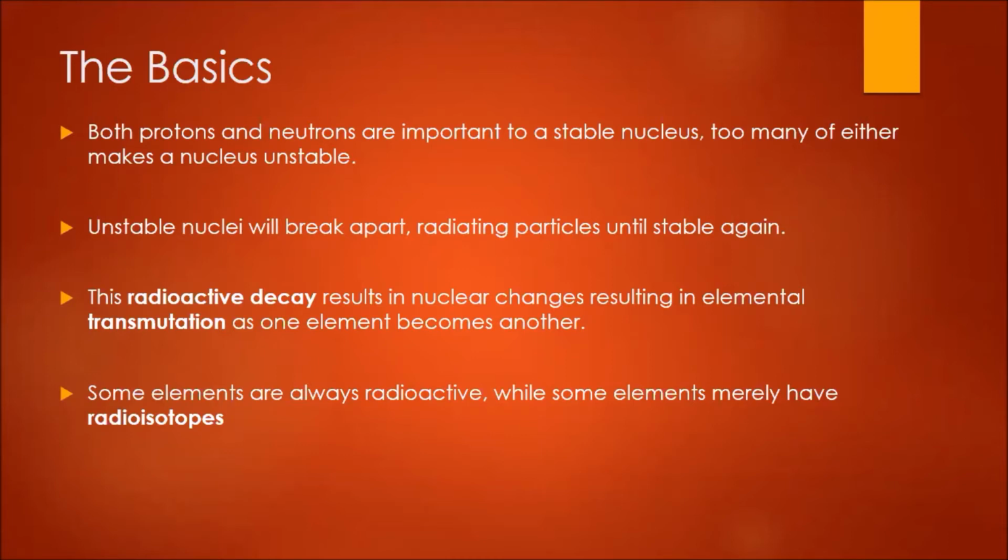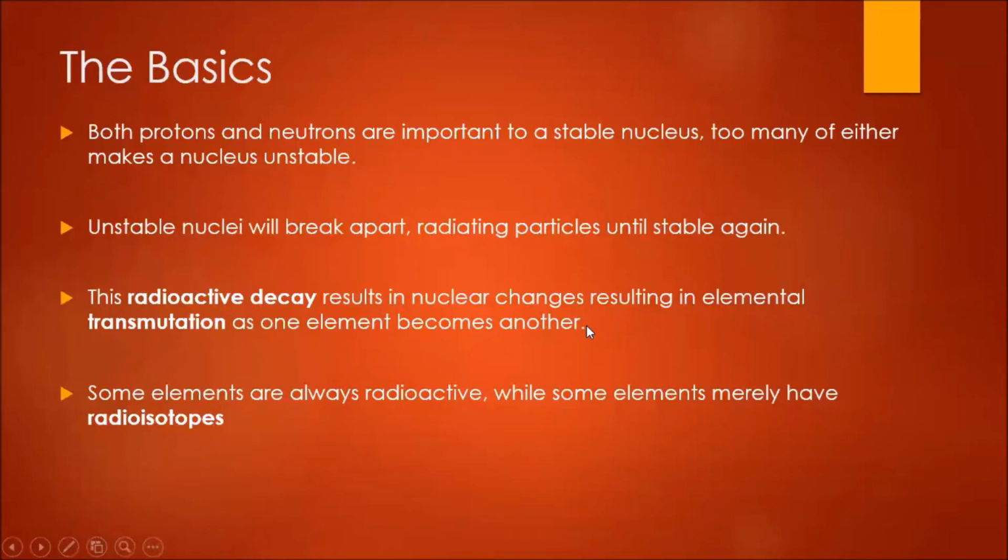If you have too many protons, it's going to be too much repulsion. They're going to shoot out. Too many neutrons, and they're going to explode outwards. These guys will break apart. They will radiate particles until they reach a point where they're at a stable number again. This is what's known as radioactive decay.